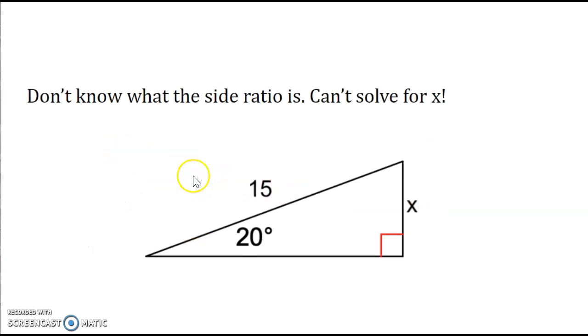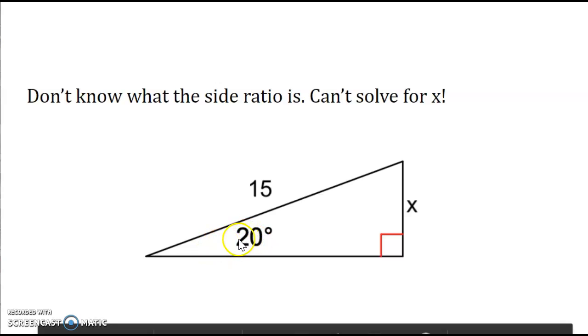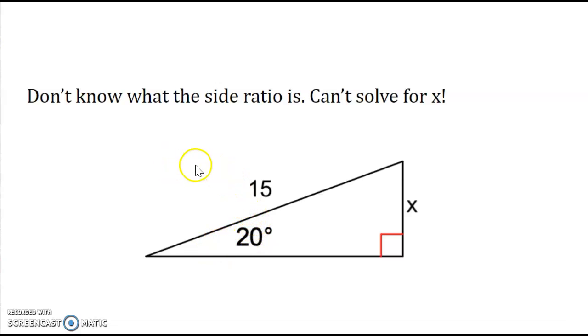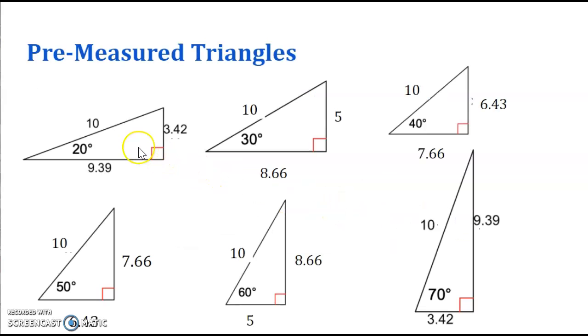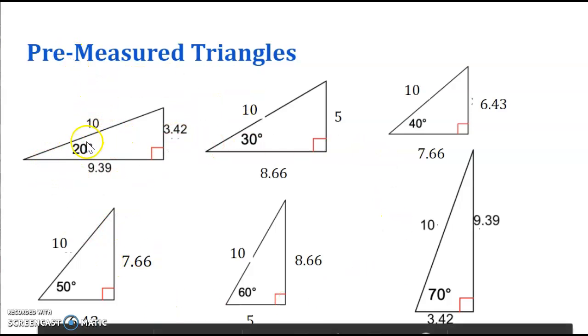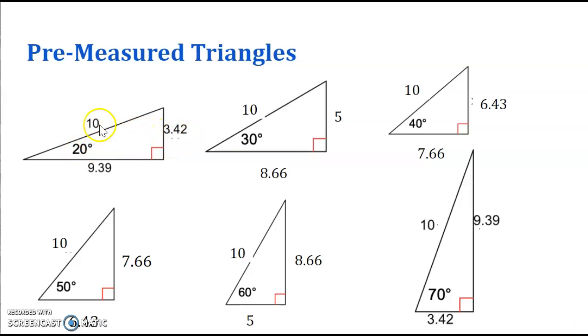Okay, what about this one? What if we have a 20 degree triangle? Well, we don't know the side ratio, so we can't solve for x, at least not yet, unless you have the pre-measured triangle. If I give you all of this, then you know the ratio of the opposite side, 3.42, to the hypotenuse is 0.342. Or if you have a 30 degree triangle, the ratio of the opposite side to the hypotenuse is 5 divided by 10, so that's going to be half, and so on and so forth.